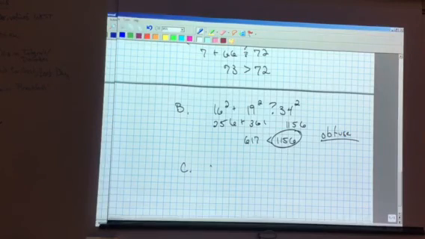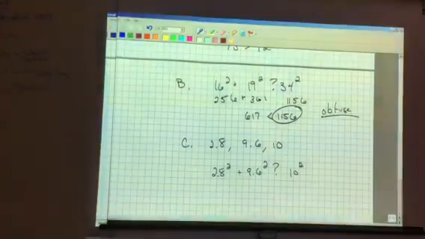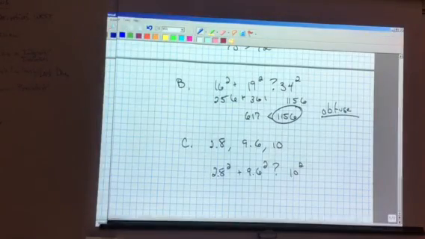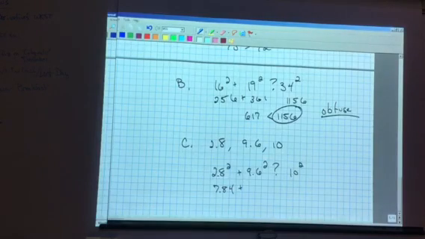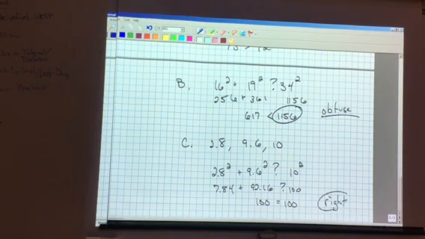And then for C, those numbers 2.8, 9.6, and 10. When we do 2.8 squared plus 9.6 squared, we're going to see how it compares to 10 squared. 7.84 plus 92.16. See how that compares to 100. And it actually equals it perfectly. So this is a right triangle.